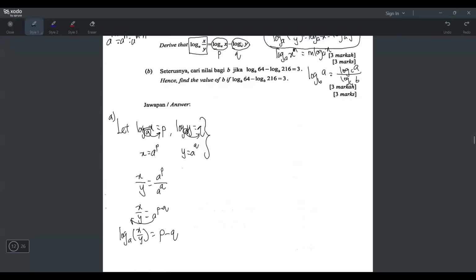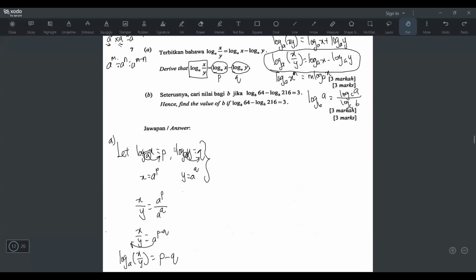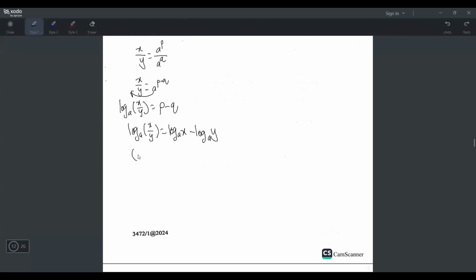P is log_a x, q is log_a y. Okay, and you already successfully derived the formula. So p is, according to what I write here, log_a x, and then minus log_a y, sorry. Okay, so you can see this one is exactly the same as what they want us, the same as the division law. So I just write derived here.